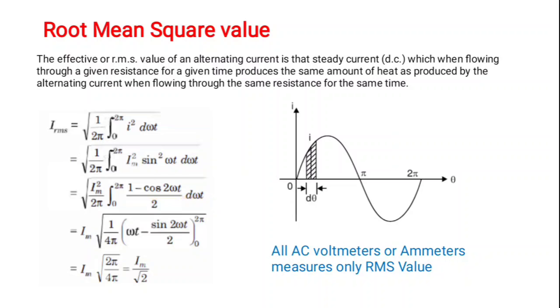Then if you take Im square by 2 pi, Im square comes outside the square root, then it becomes Im. Inside, this 2 also comes outside, then it is 1 by 4 pi times omega t minus sin 2 omega t by 2, by integrating the above term. So just apply the limit 0 to 2 pi here. What we are getting is Im by root 2. So I RMS is equal to Im by root 2, that is 0.707 times of Im. All the AC voltmeters or ammeters will always measure the RMS value.